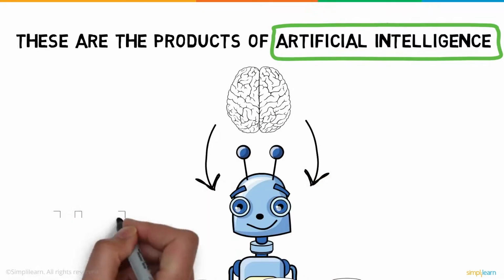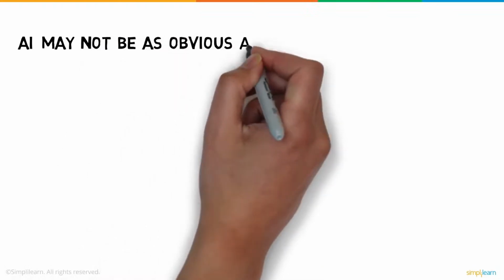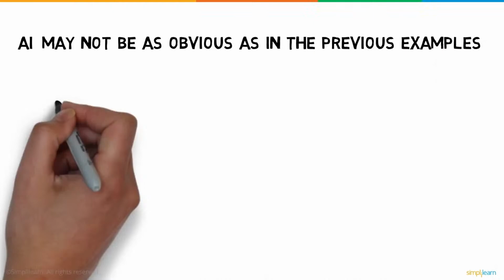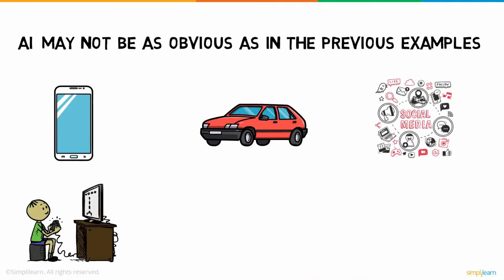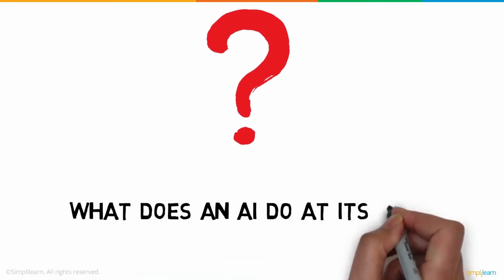This intelligence is built using complex algorithms and mathematical functions. But AI may not be as obvious as in the previous examples. In fact, AI is used in smartphones, cars, social media feeds, video games, banking, surveillance, and many other aspects of our daily life. The real question is, what does an AI do at its core?